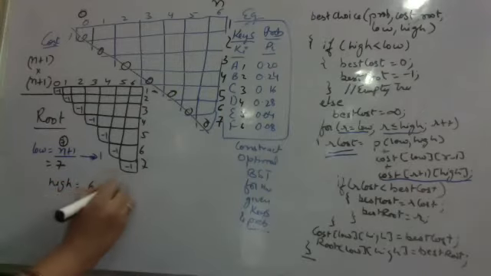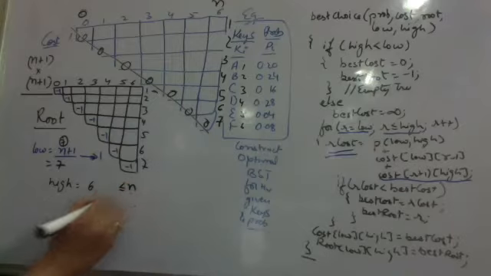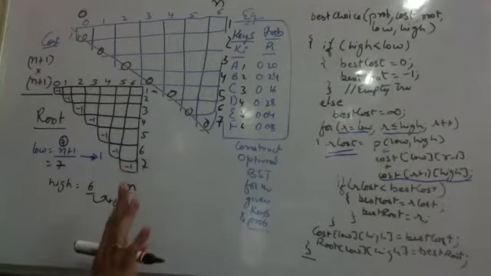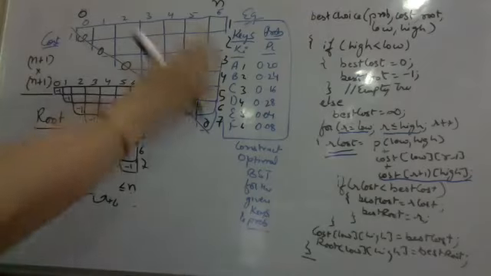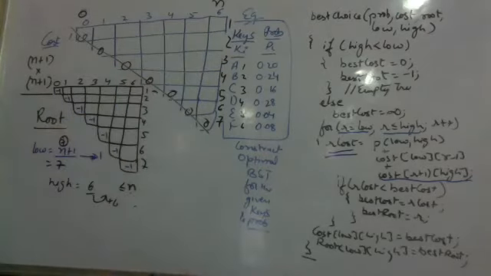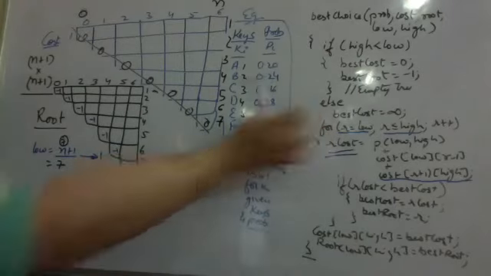Till where can high run? Less than or equal to n. What is n? 6. When high plus 1 becomes 7, the loop will not run. For 7,7, my mistake, the loop will not run because there is no 7th column. So where will it run? It will not run. Next time I will come out to the outer loop again.